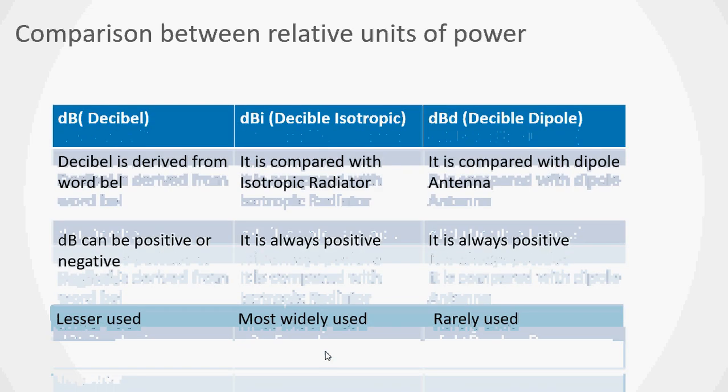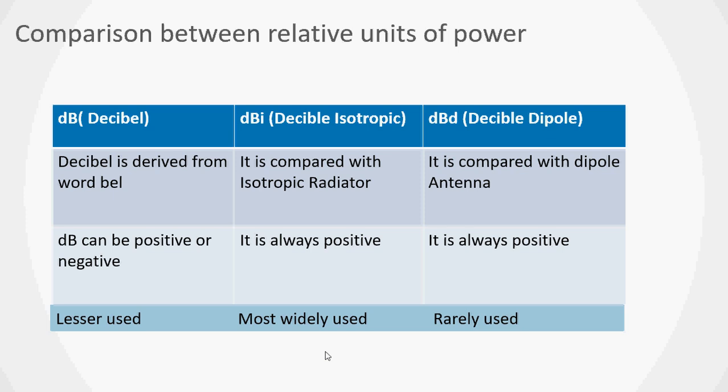So decibel is derived from the word bell, as we saw. dBi is a comparison with the isotropic radiator. dBd is compared with a dipole antenna. Then decibel can be positive or negative. dBi is always positive, and in the same way dBd is also positive or zero. It cannot be negative anyway.